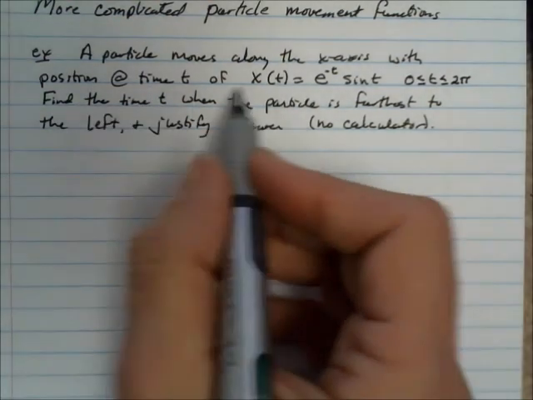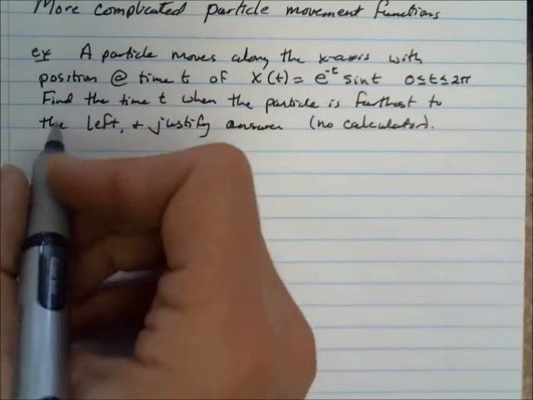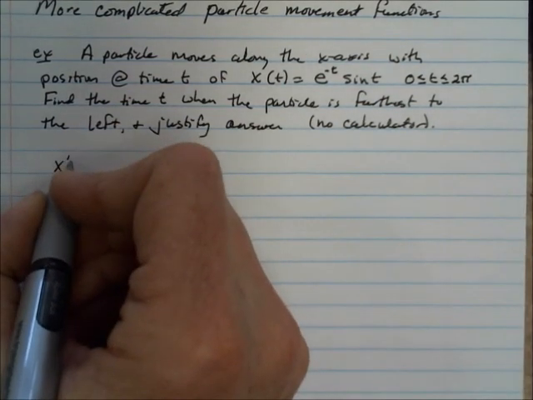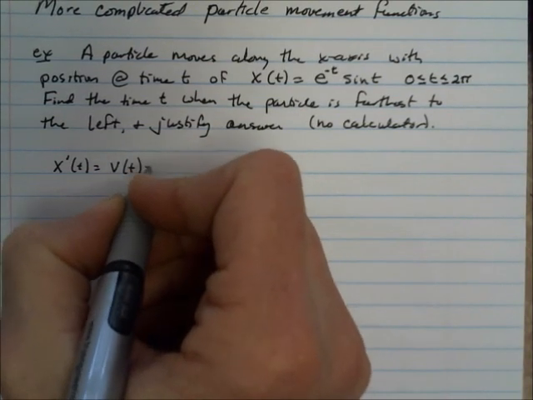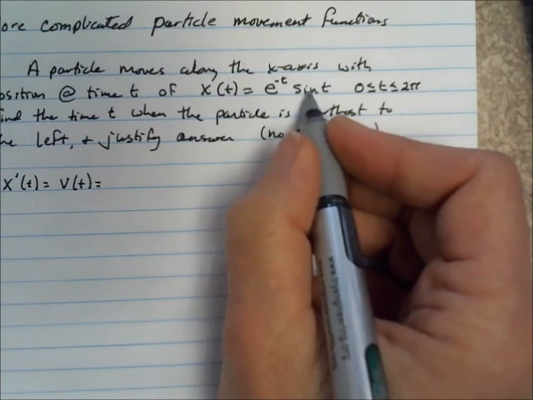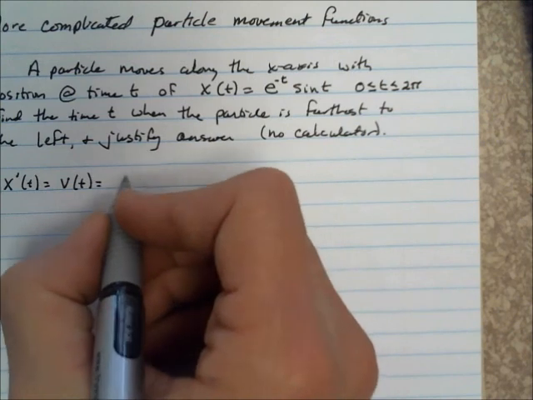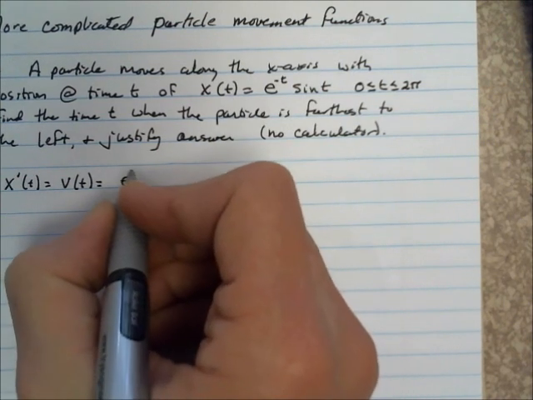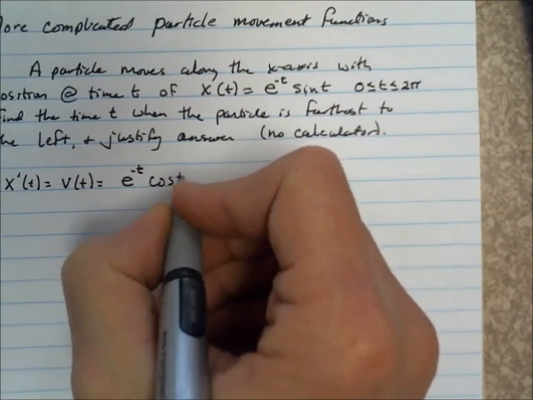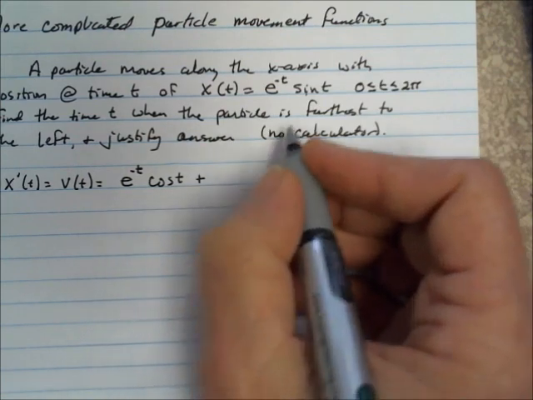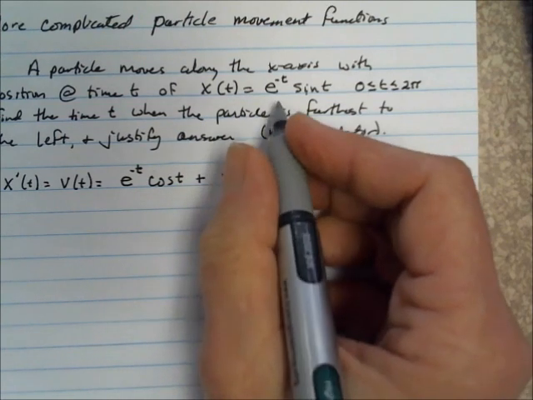So if we're given the x of t, then what we have to do first is find the velocity function. So x prime of t, which is equal to our velocity function, is equal to, now what we have is the product rule here, first times the derivative of the second plus second times the derivative of the first. So first is e to the negative t, the derivative of sine is cosine. And then we have to add to that the second, sine of t, times the derivative of the first.